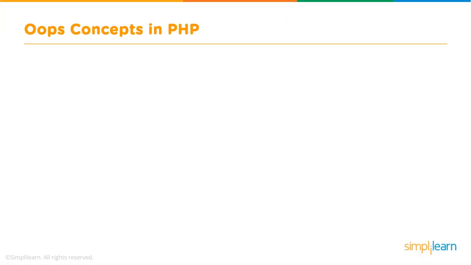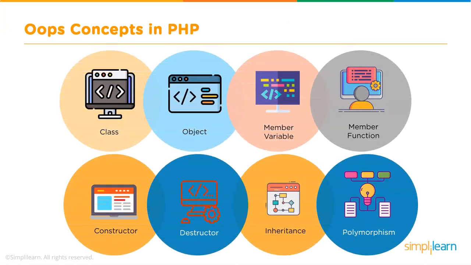So as you can see on the screen, I have listed down the 8 concepts of OOPS that we will be discussing today. First is class, next comes objects, then its member functions and member variables, then constructor and destructor, inheritance, and finally it is polymorphism. Now let's walk through each of the concepts one by one.